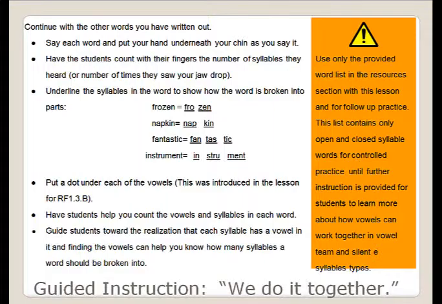Please note, use only the provided word list in the resource section with this lesson and for follow-up practice. This list contains only open and closed syllable words for controlled practice until further instruction is provided for students to learn more about how vowels can work together in vowel teams and silent E syllable types.